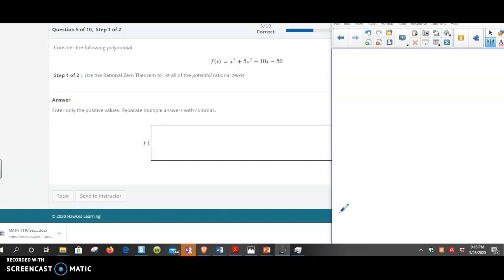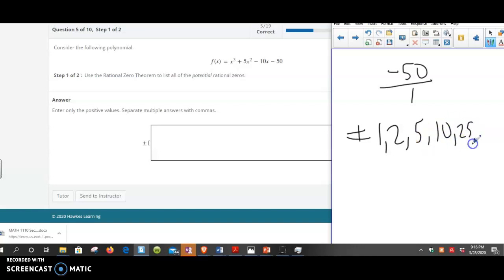So to list, using the rational zero theorem, all the rational zeros, it's going to be a_0 over a_n. So it's factors of negative 50 over factors of 1. So that's simply going to be plus or minus 1, 2, 5, 10, 25, and 50. So that really means 1, 2, 5, 10, 25, and 50, and negative 1, negative 2, negative 5, negative 10, negative 25, and negative 50.